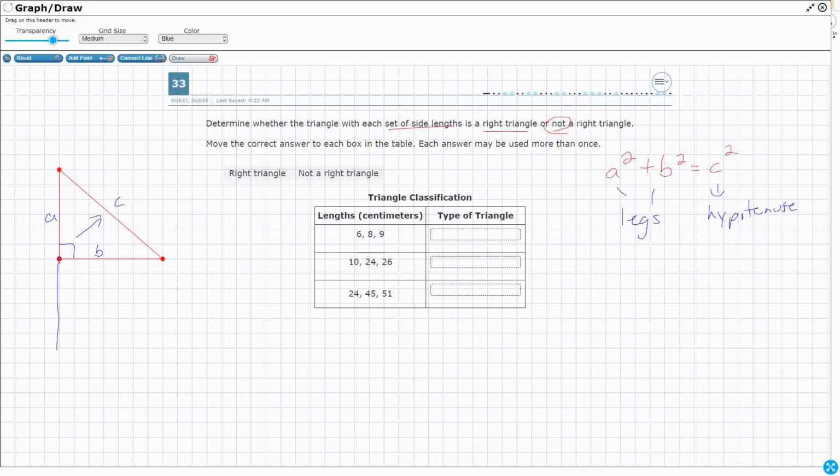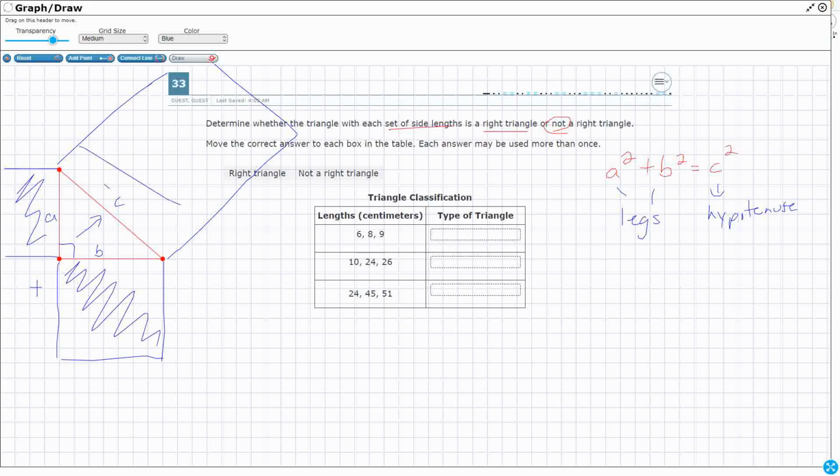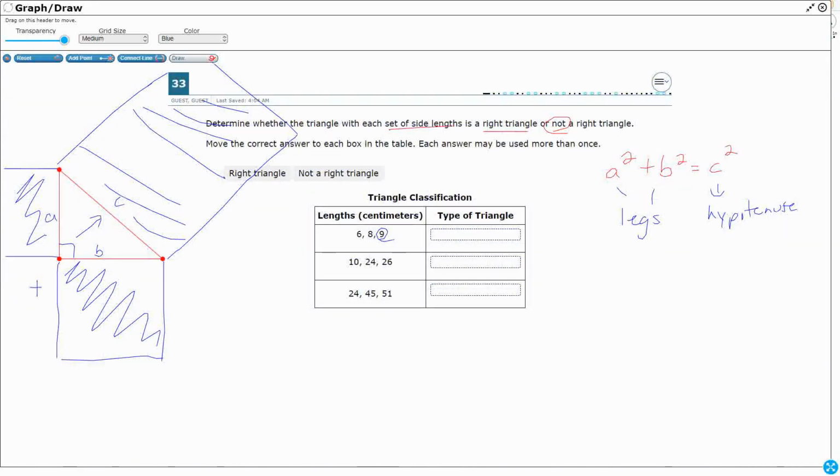So what this means is if we were to make squares with side lengths of b, squares with side lengths of a, that goes off the screen a little bit, and add those together, those two squares would equal the area of a square with a side length of c. That also goes off the screen. So this square and this square together make this big square right here. That's what a squared plus b squared equals c squared means. So you can use it for any right triangle, which means the longest side always has to be the hypotenuse.